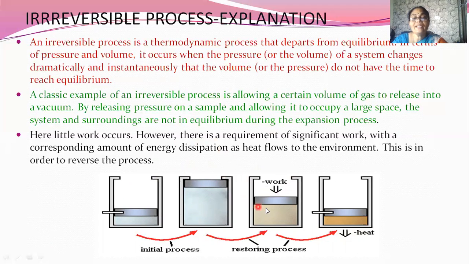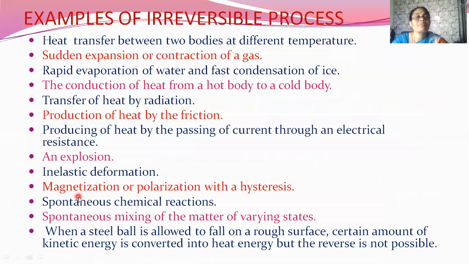Here, a very little amount of work occurs. However, there is a requirement of significant work with a corresponding amount of energy dissipation as heat flows to the environment, in order to reverse the process. So in the case of an irreversible process, we cannot attain the initial state after reversing the process. Now let's have a look at the examples of irreversible processes.